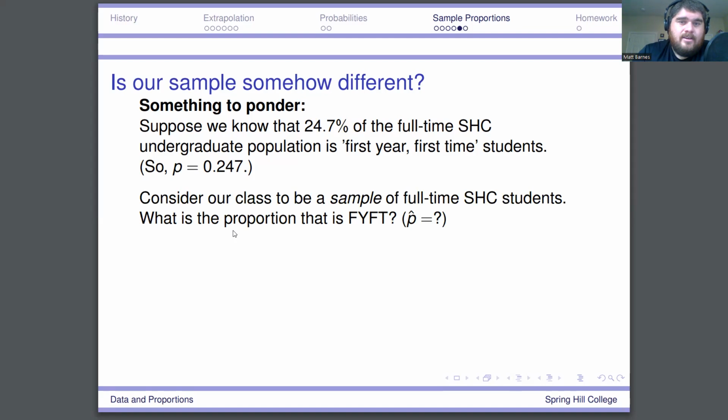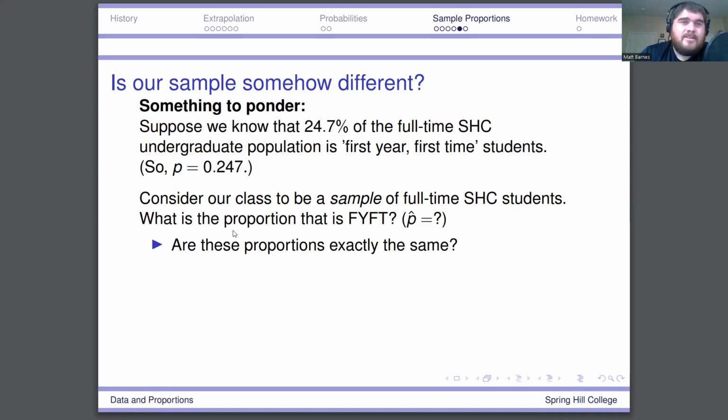Let's say we consider our class to be a sample of full-time Spring Hill College students. We could figure out the proportion that were first year full-time. Now, obviously, with an online class, it's a little more difficult to do that, but that's okay. We could still find that proportion if we wanted to. We could send out a survey to everybody and ask, or we could try and find that information ourselves.